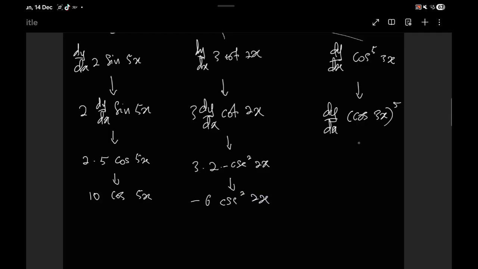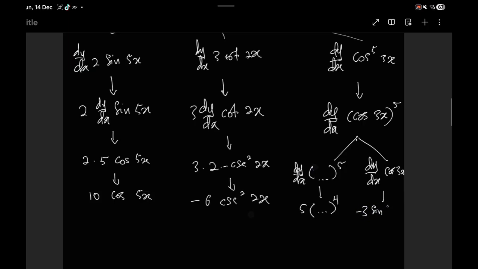Next, for this one, we actually have two functions. The first one is the outer function, so we are going to differentiate the power 5, and then we are also going to differentiate the inner function, which is cos 3x. For this, the power is 5, then the inner function, and 5 minus 1 is 4, and for the inner function we get negative 3 sine 3x.